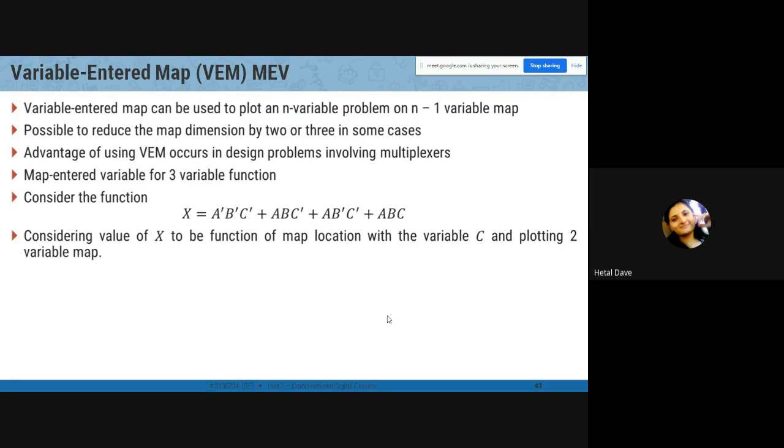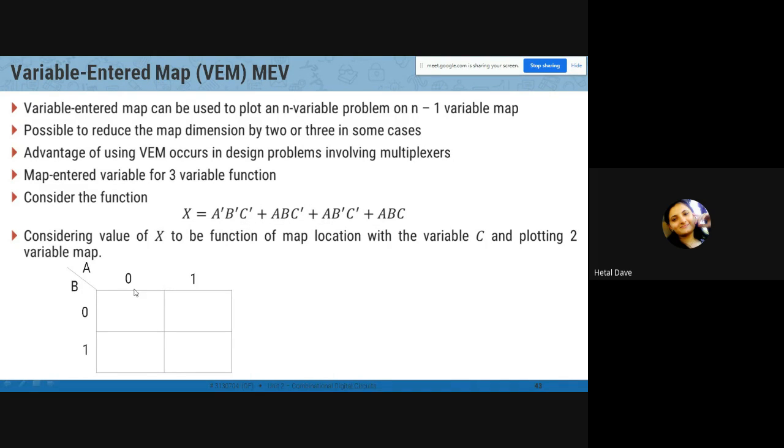Now, with two variables, how many cells are there? This is the rule in the map: 4. Is there any doubt? Three variables: two variables are used to draw the map, and the third variable will be entered. So because three variables are there, two variables are taken to draw the map, and that's why I have drawn 4 cells. One box is technically called a cell here. Now the third variable value should be entered.